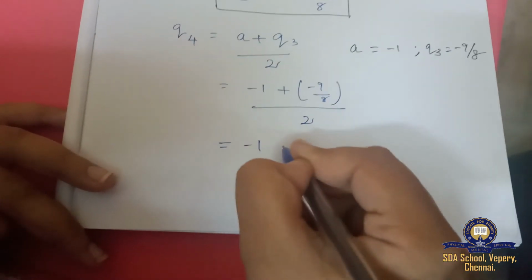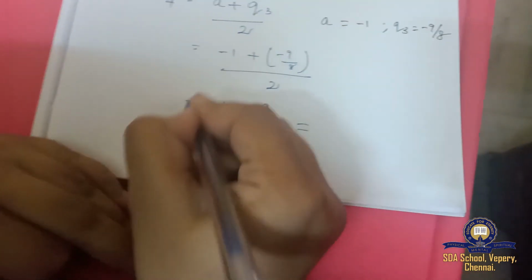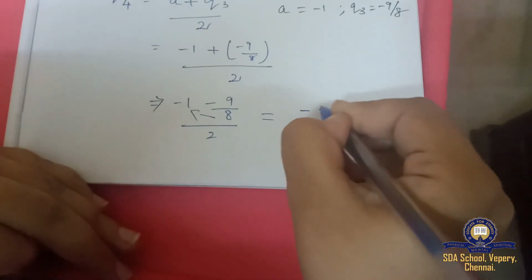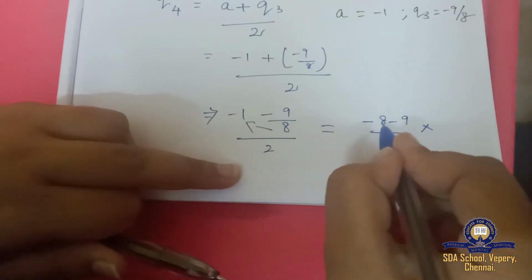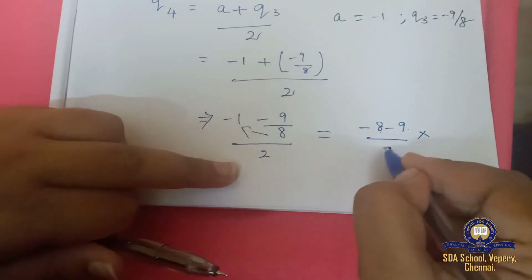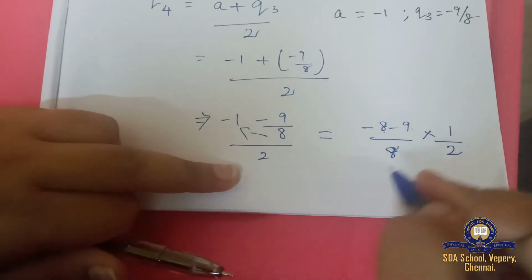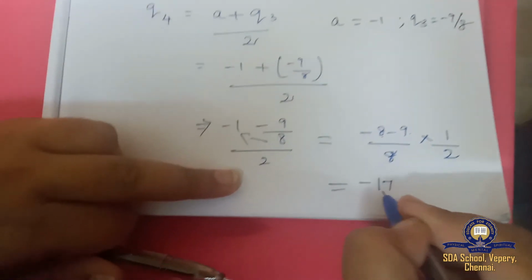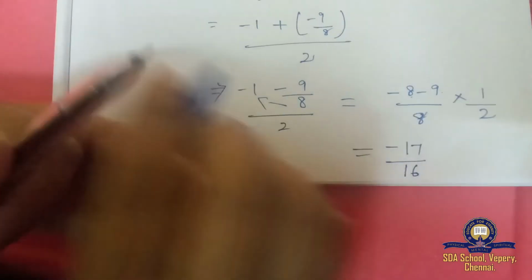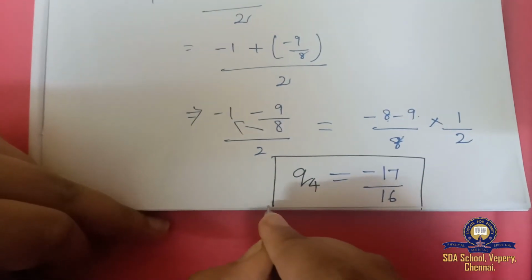Next open the bracket. It will become -1 - 9/8 by 2. Then what will happen? I have to take the LCM. It will become (-8 - 9)/8 into 1/2. So what will happen? It will become -17/16. Therefore Q4 equals -17/16. You get it? Next Q5.